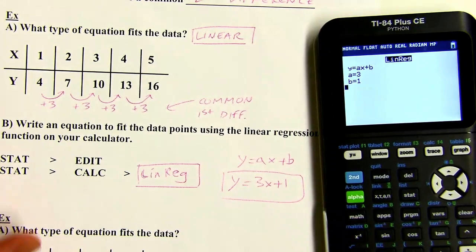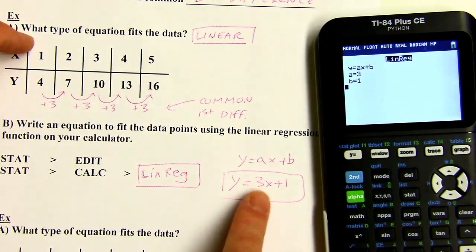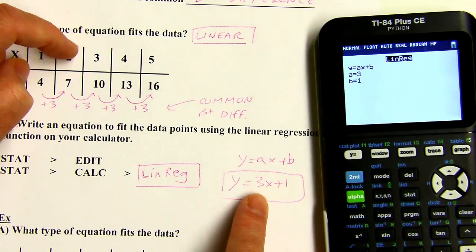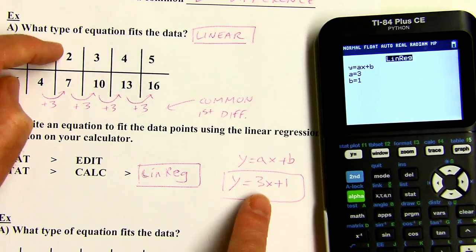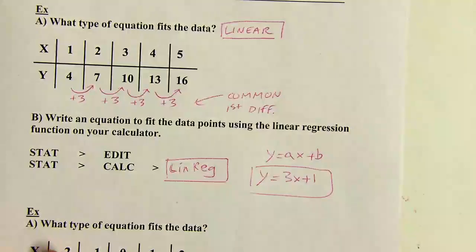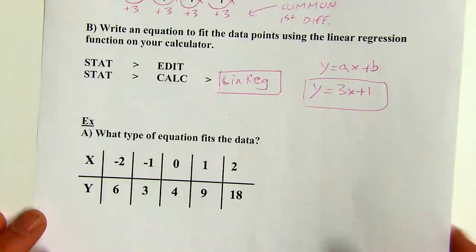And you could test this out. Any of these xy pairs should satisfy this equation. Like 3 times 1 plus 1 would give me 4, right? 2 times 3 plus 1 gives me 7, and so forth, right? Works with all the xy pairs. Okay. All right. So let's try another.